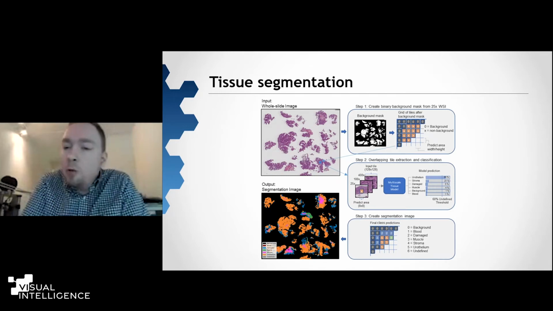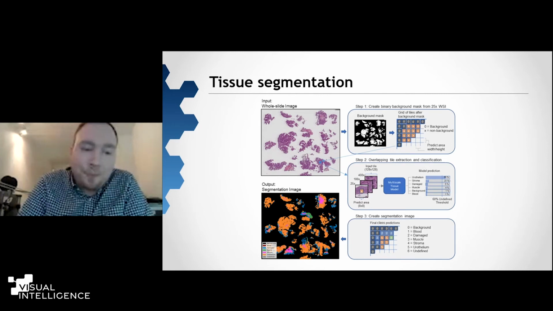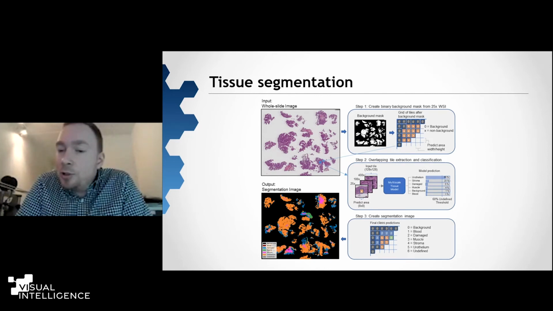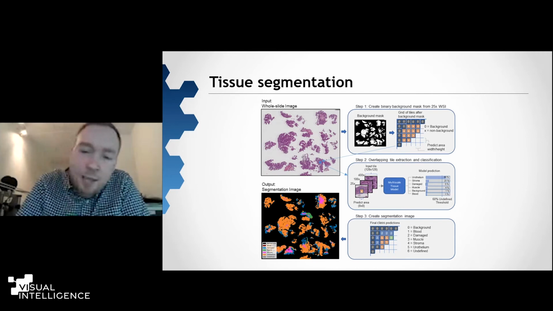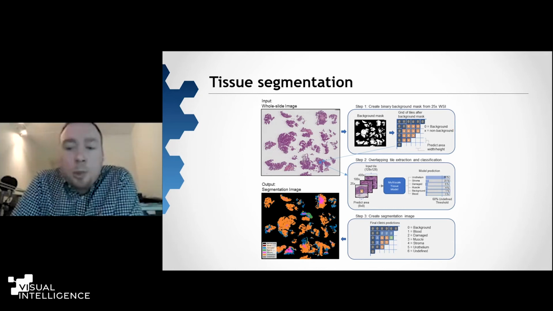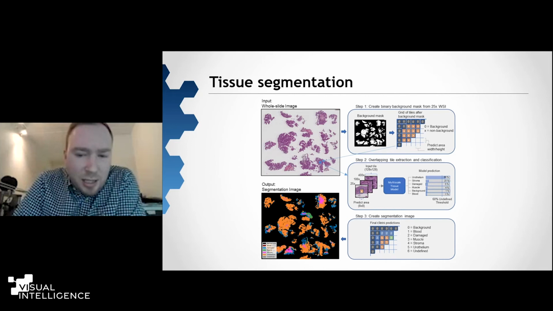Here we can see an overview of the proposed tissue segmentation system. First, in step 1, a background mask is found using a thresholding technique on the gray background. We see that each tile in the image is either classified as background or non-background here. But we do not know what tissue it is yet.